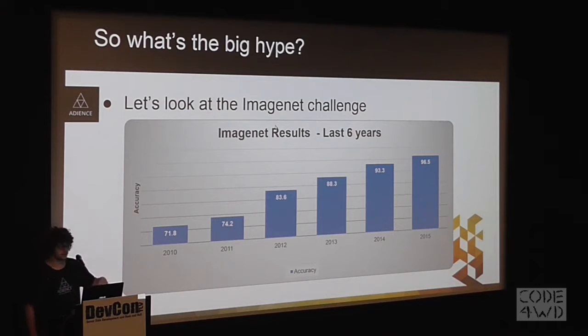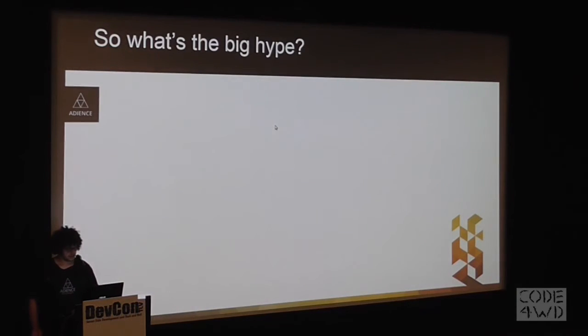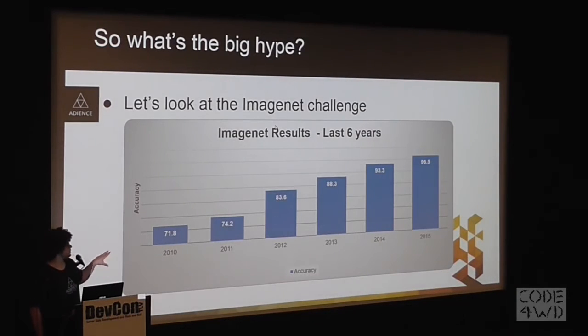The year after, about 50% of the teams used deep learning, and the year after that, all the teams used deep learning. This year, Microsoft won, and last year, Google won. So I just want to emphasize that 2012 was the revolution. Everything changed, and the field of computer vision started leaning more towards deep learning.